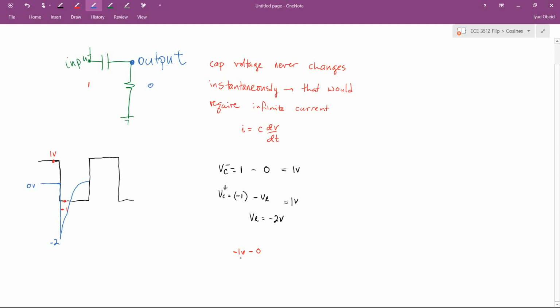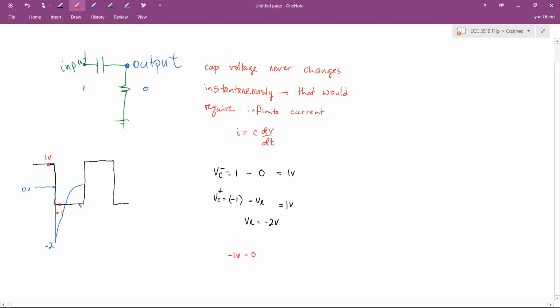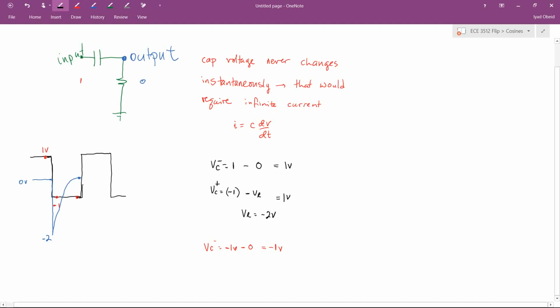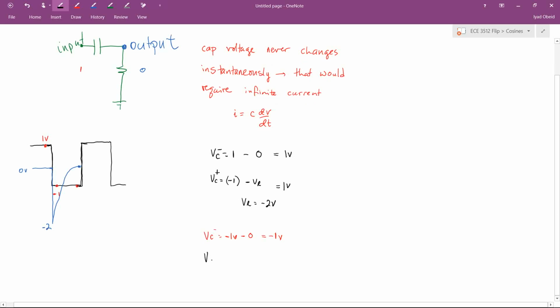Okay, so now what's our status? The input voltage is still -1. The output voltage is 0, which means the voltage across the cap is now -1 volts. In the instant before my input voltage switches back up, the capacitor has -1 volts across it, which means that in the instant after the input voltage switches back up, I still have -1 volts across the capacitor.